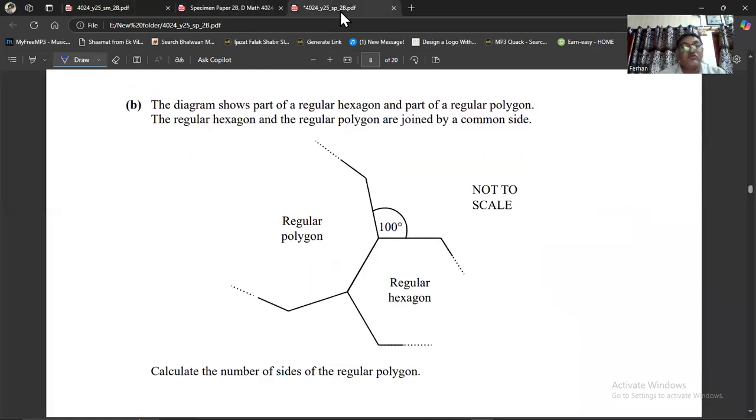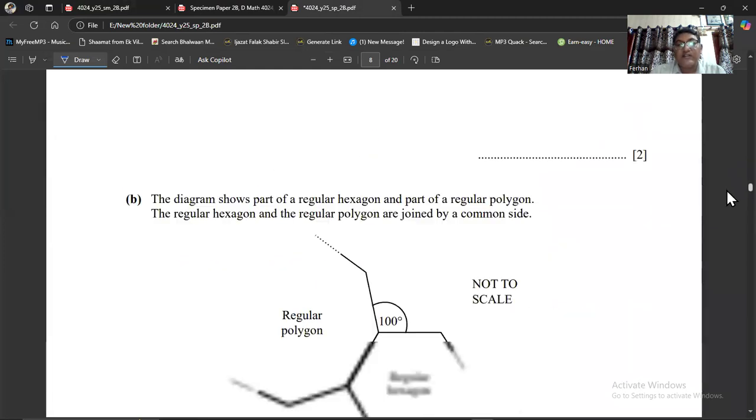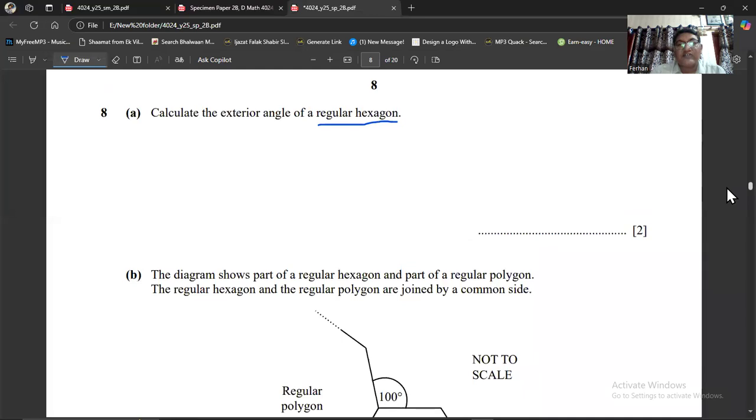It's B part. The diagram shows part of a regular hexagon and part of a regular polygon. A regular hexagon and a regular polygon are joined by a common side. Calculate the number of the sides of the regular polygon. Okay, let me tell you the strategy. The strategy is very simple. Let me show you. It's a 2 marks question.